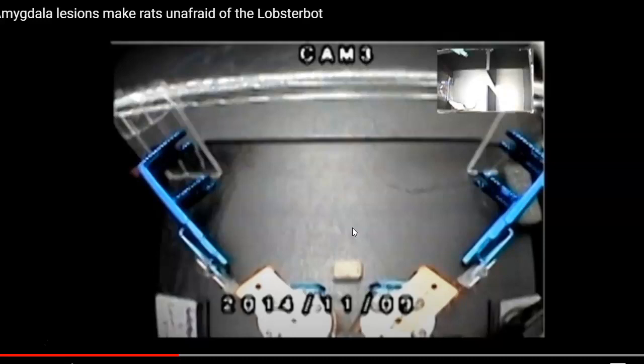These arms are going to close. And what you're going to see is that the rat is not afraid of them, and in fact goes right between the arms and gets knocked around a little bit. He does not get hurt. But again, I know it can look upsetting.